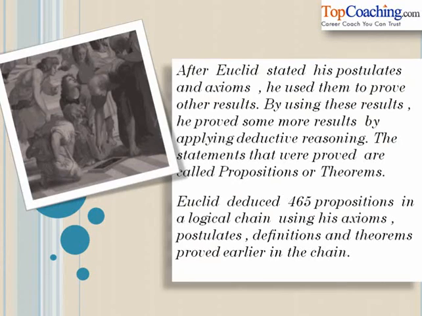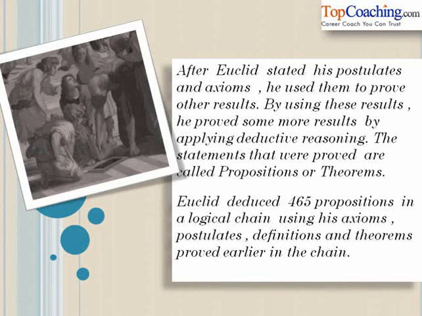After Euclid stated his postulates and axioms, he used them to prove other results. By using these results, he proved some more results by applying deductive reasoning. The statements that were proved were called propositions or theorems. So, Euclid first of all stated some of his postulates and axioms, and then he used these axioms and postulates to prove some other results. Using the technique of deductive reasoning, he started proving some more results, and these statements that were proved are called propositions or theorems.